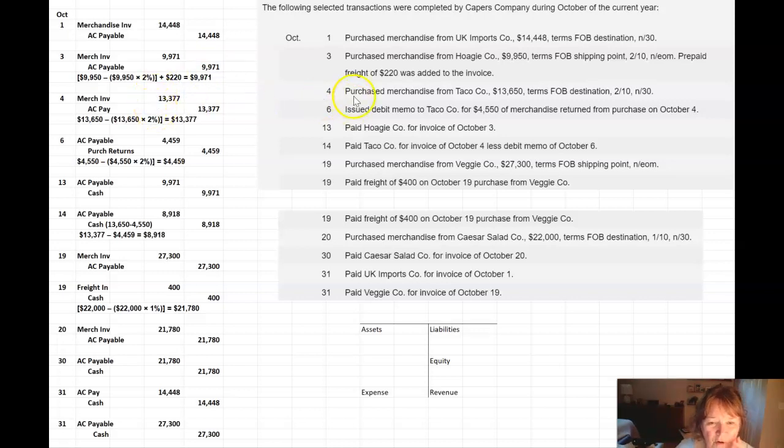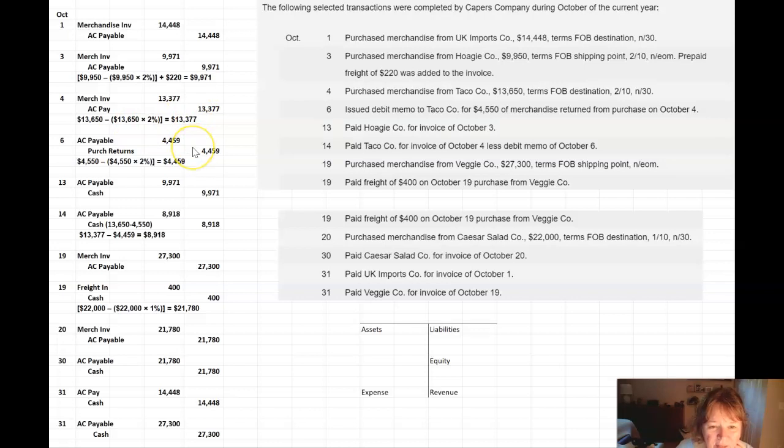For number 4, we purchased merchandise from Taco Company for $13,650. Terms FOB destination, 2/10, net 30. So we can take 2% off this one. So again, increase inventory, increase accounts payable, and the total amount was $13,650 minus 2% of $13,650, or $13,377.